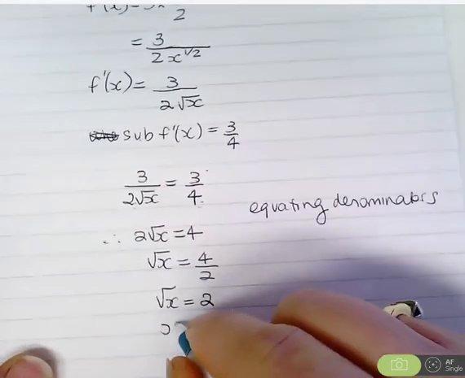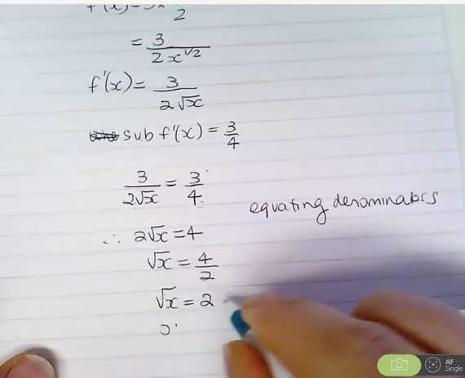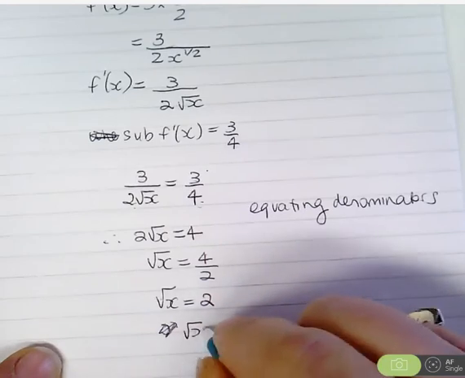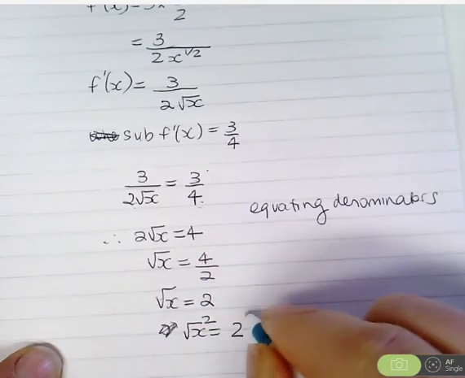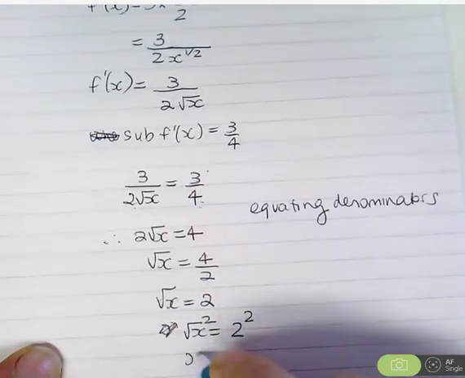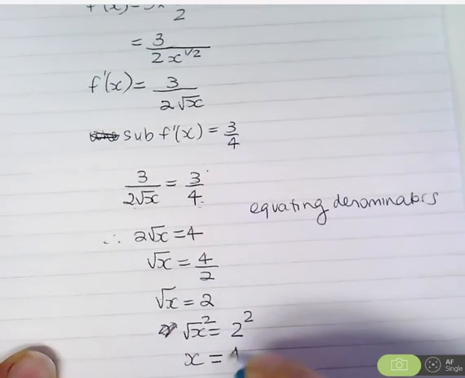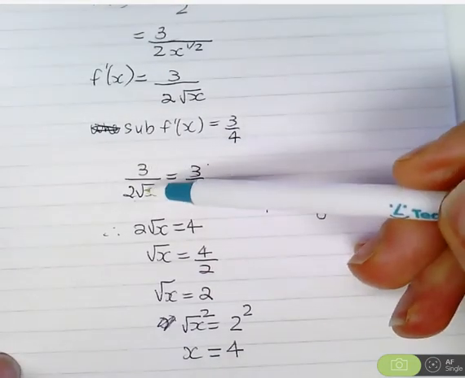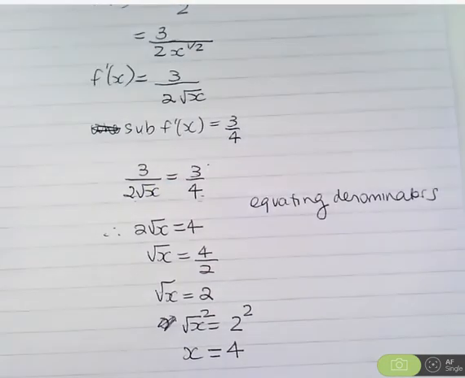But we're still not finished. Root x is 2. That means to find x, I would need to square both sides. So squaring both sides will give me x, therefore x is 4. Okay? The other thing we could have done, oh no, I would just do it like that probably.